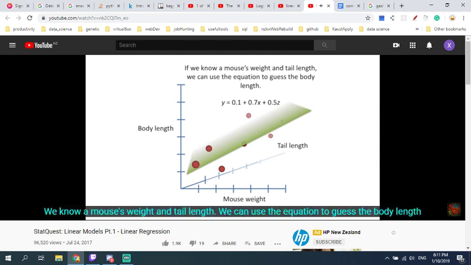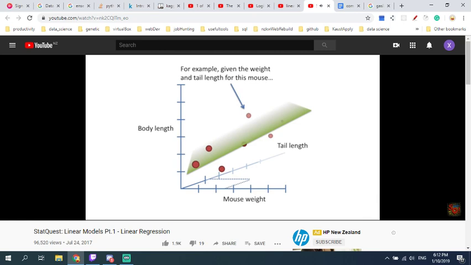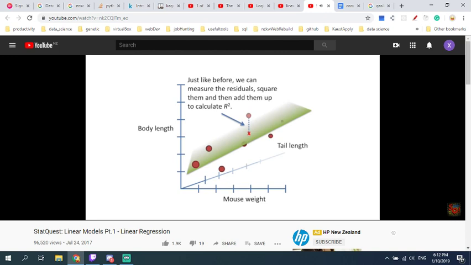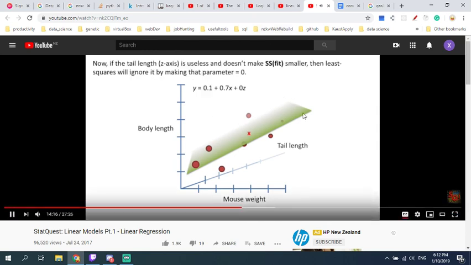If we know a mouse's weight and tail length, we can use the equation to guess the body length. For example, given the weight and tail length for this mouse, the equation predicts this body length. Just like before, we can measure the residuals, square them, and then add them up to calculate r squared.